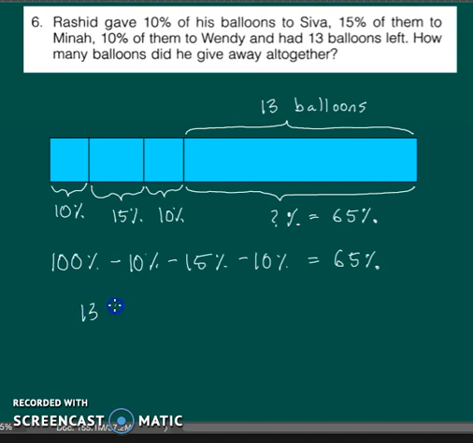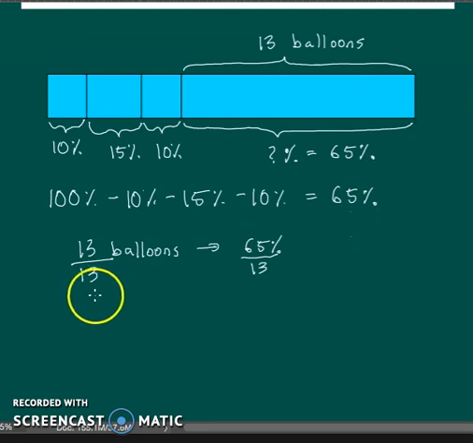I'm just going to write that here. 13 balloons means 65% of Rashid's balloons. How many percent are represented by one balloon? I'm going to divide both sides by 13 in order to find out how much 1 is worth. And you'll see that one balloon takes up 5% of the total of Rashid's original amount of balloons.